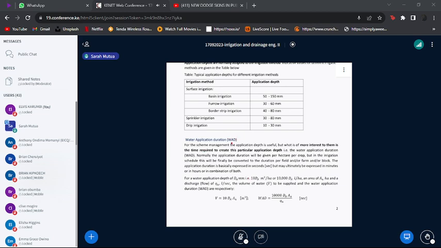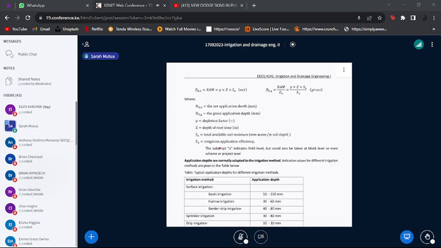It is usually denoted as WAD. You look at literature, you'll find that it is called WAD. In literature, readily available moisture can also be called readily available water, so you may find it called RAW. In soil water plant relationships, you also have total available moisture, which can also be called total available water.